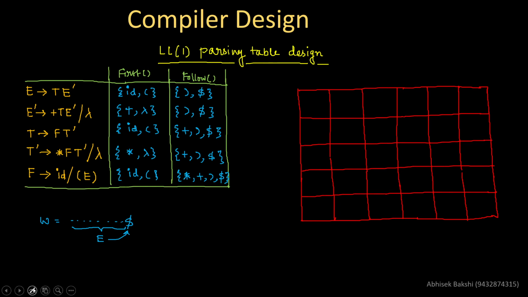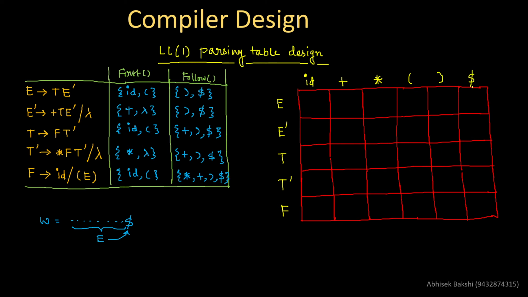So do one thing. Let's write the non-terminal names here. So it is E. Suppose it is E dash. It is T. It is T dash. And it is F dash. And this is ID. This is plus. This is star. And opening brace and closing brace and dollar.